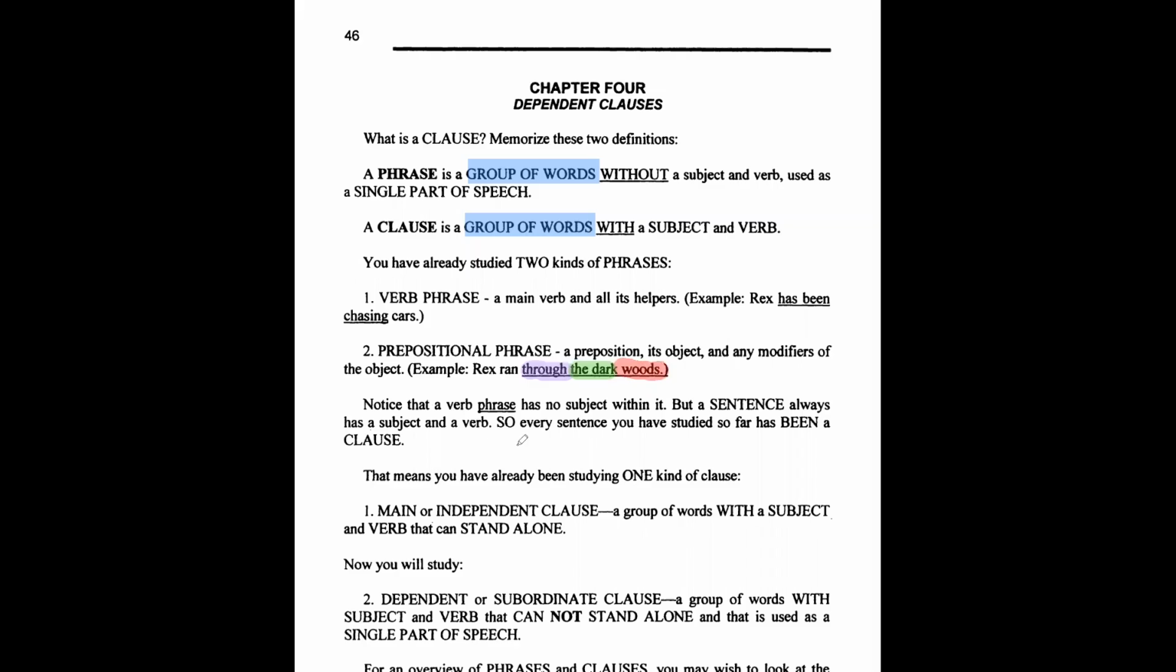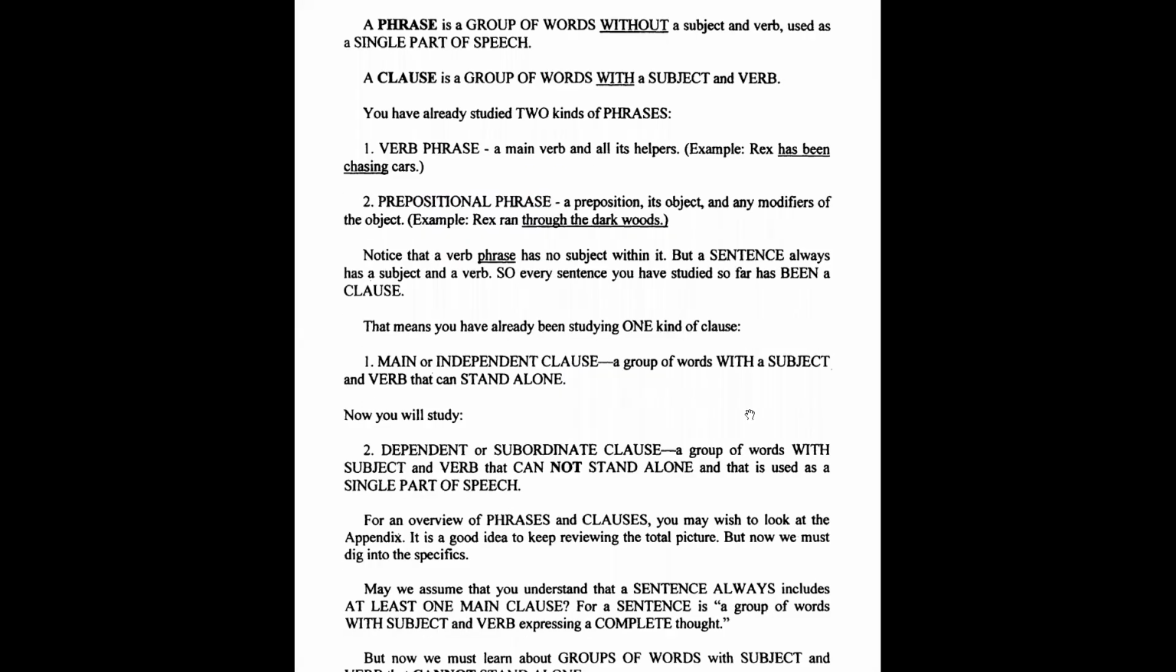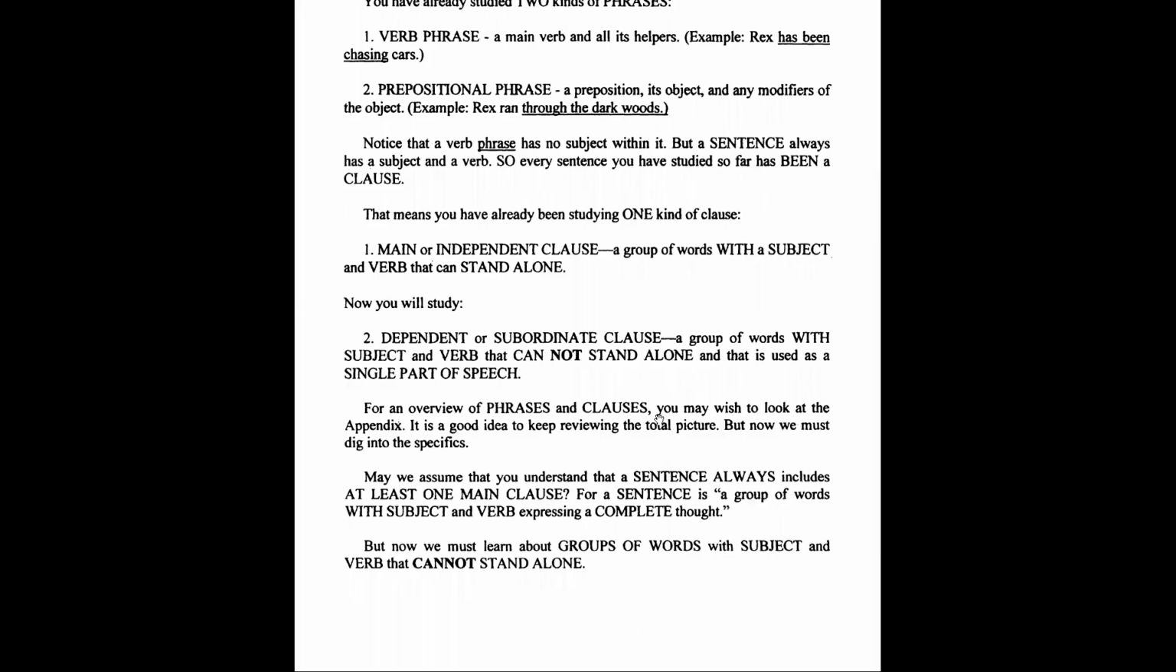So every sentence you have studied so far has been a clause. And we're going to see that there are 2 types, main and independent. That means you have already been studying one kind of clause, the main or independent clause, a group of words with a subject and verb that can stand alone. So now we're going to split up clauses into their different types. And the first type is the main clause. The second type, the dependent or subordinate clause. Subordinate basically means the same as dependent.